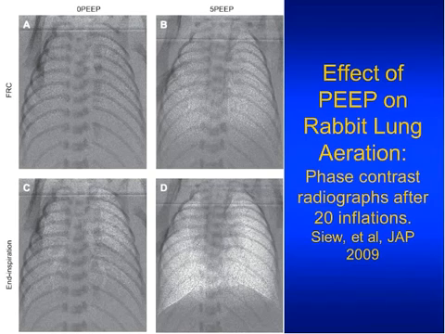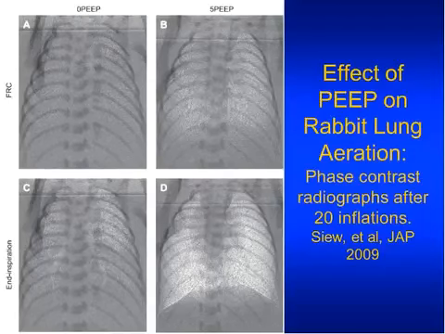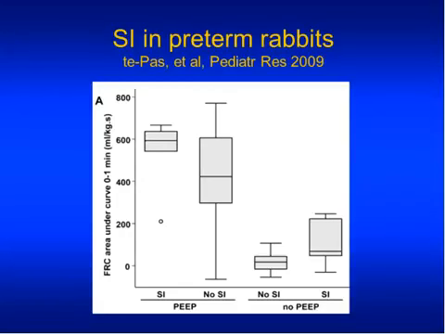With 5 centimeters of PEEP in the right-hand panel, you can see that there is some residual air at end expiration. I hope this projects well enough, and there is certainly much nicer aeration with inflation. These radiographs were taken after 20 inflations. So in a fairly short period of time, adequate FRC can be established when you use adequate PEEP. Not so much when you fail to use end-expiratory pressure. So end-expiratory pressure is very important in helping get the lung open, and I'll explain why it's so important that the lung be adequately opened up.